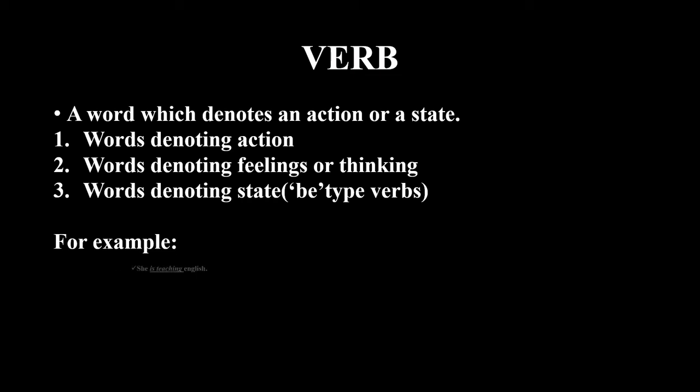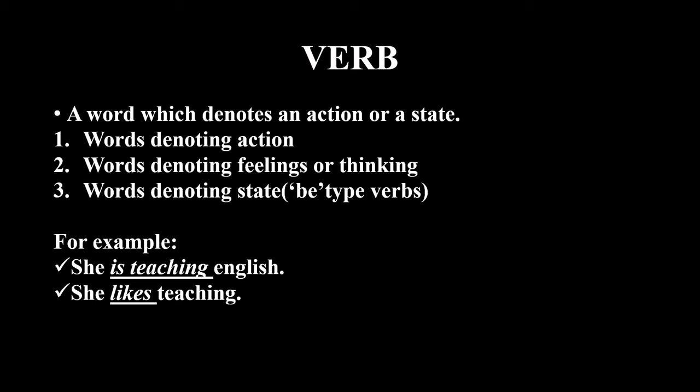For example, the first sentence is, she is teaching English. Here the word teaching is used as an activity. So teaching is a verb. In the second sentence, she likes teaching. Here the word likes, which is underlined, is a verb because it is denoting a feeling. In the third, she is a teacher. Here the word is is underlined and it is a verb. It is a be type word. It is denoting the situation, the state of being.